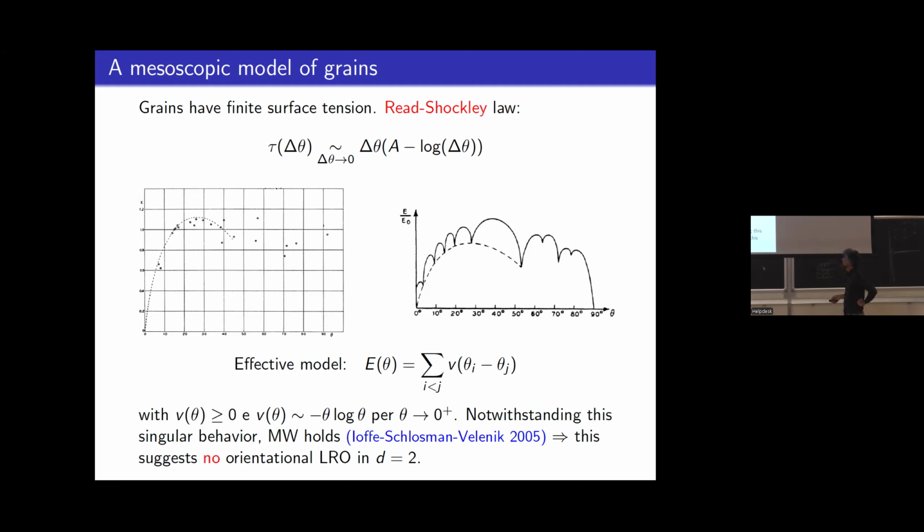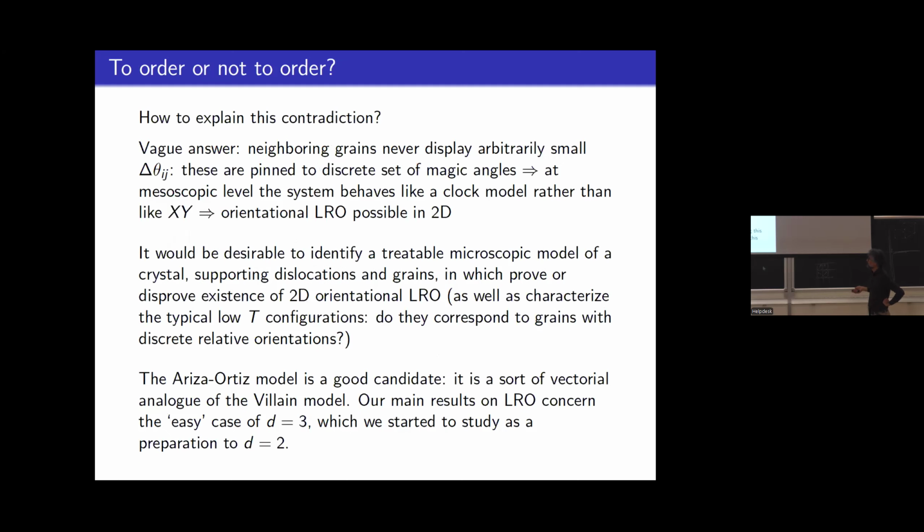So they told me, I think that if you want to use an effective model of grains in this sense, you should only allow neighboring delta thetas belonging to the discrete set of these cusps. So this would look more like a discrete clock model rather than a rotator model. And if you look at this as a clock model, then you should have a low temperature phase with orientational order.